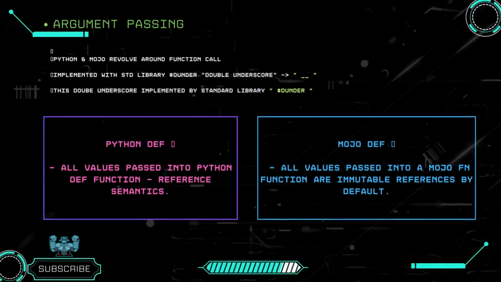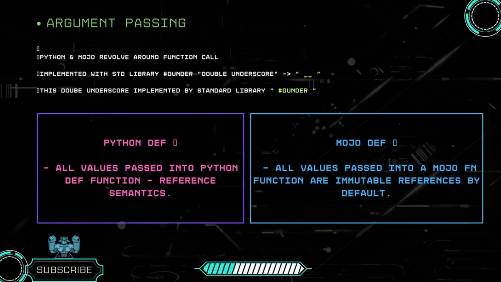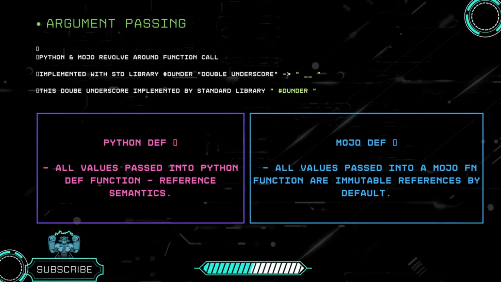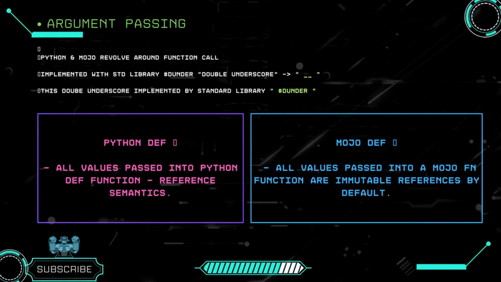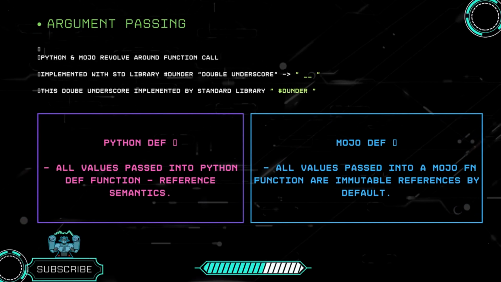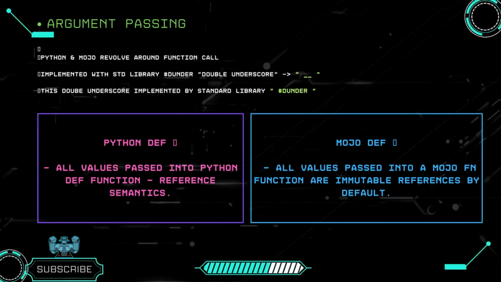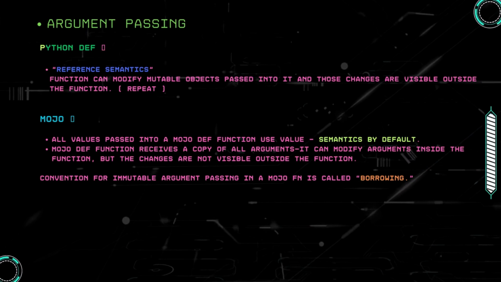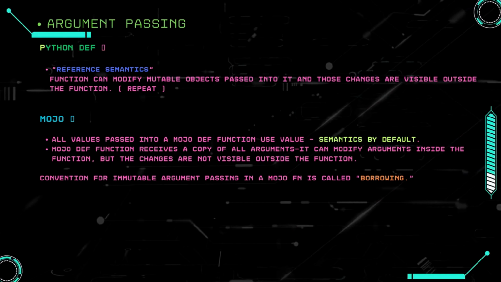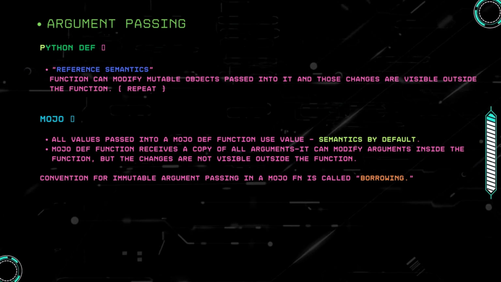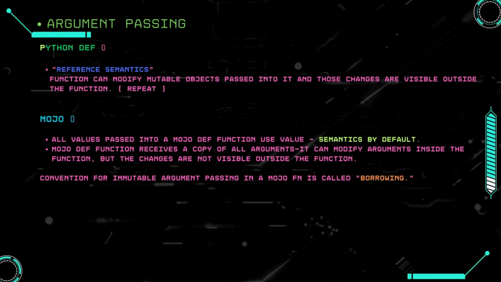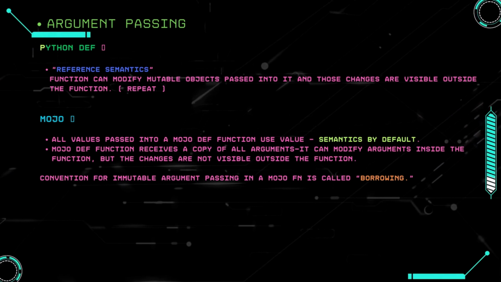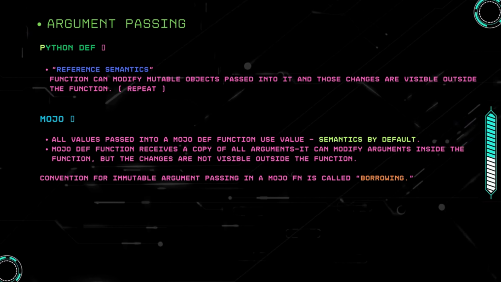In Python def, all values passed into the function use reference semantics. In a Mojo fn function, all values passed in are immutable references by default. Reference semantics is nothing but the function can modify mutable objects passed into it, and those changes are visible outside the function.